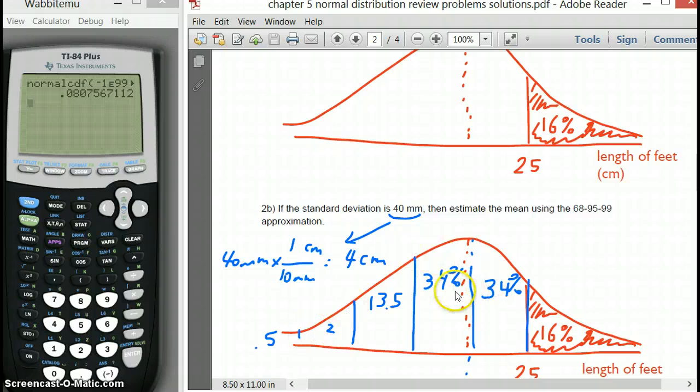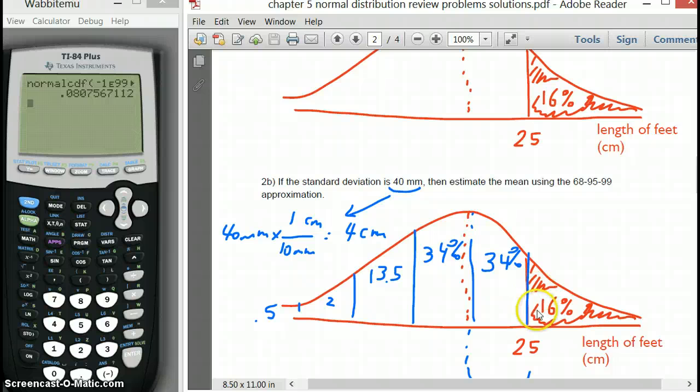So let's draw the rest of the graph. 0.5, 2, 13.5, 34, 34, 13.5, 2, and 0.5. And remember that 13.5 plus 2 plus 0.5 is actually 16%. So that's why this is such a special number, and 25 is right on the standard deviation line. Okay, what about the mean in this case?